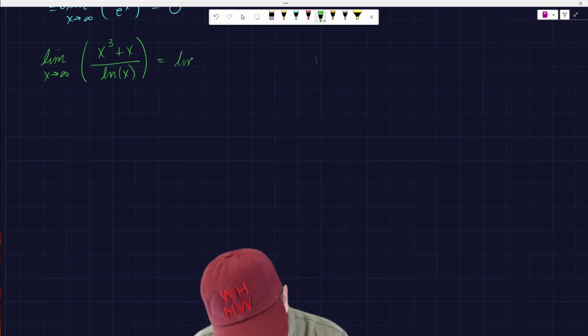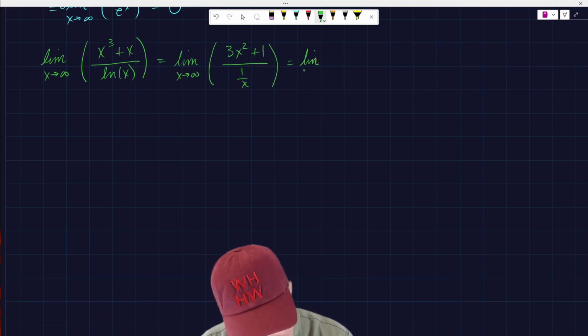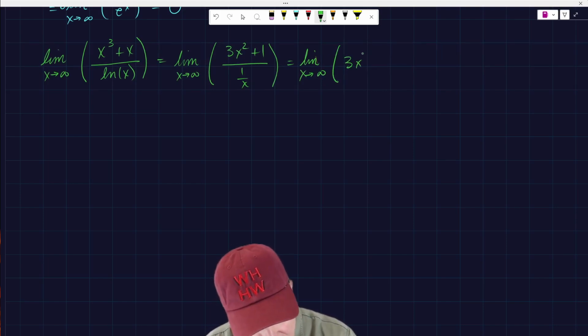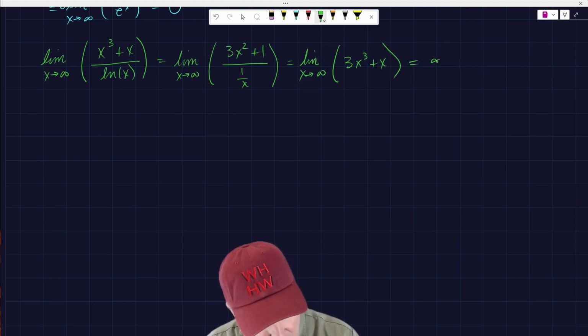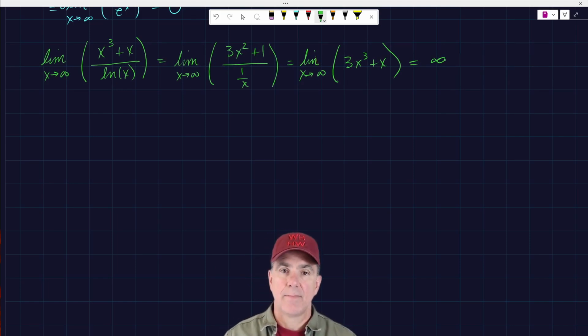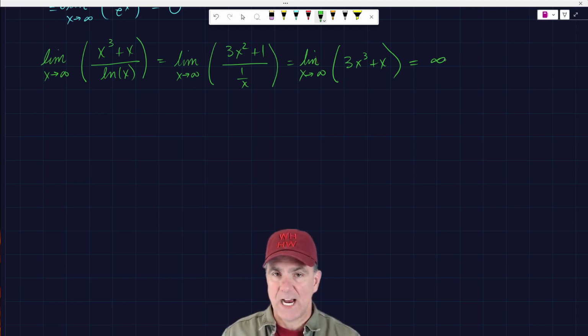L'Hopital's rule tells us that this is equal to the limit as x goes to infinity of the derivative, 3x squared plus 1, divided by the derivative of natural log, which is 1 over x. Simplifying, the limit as x goes to infinity of, what I'm going to end up with is 3x cubed plus x. And this is going toward infinity. So this is the way in which I can use L'Hopital's rule to help me find limits. One more example, and then we'll get to what's actually happening here.